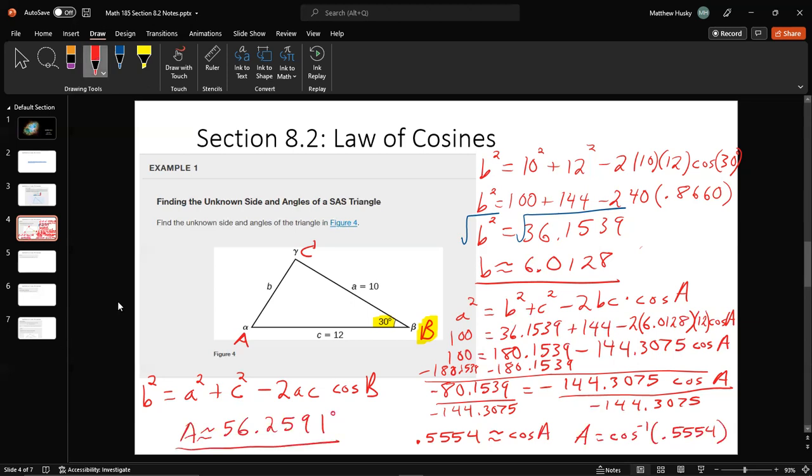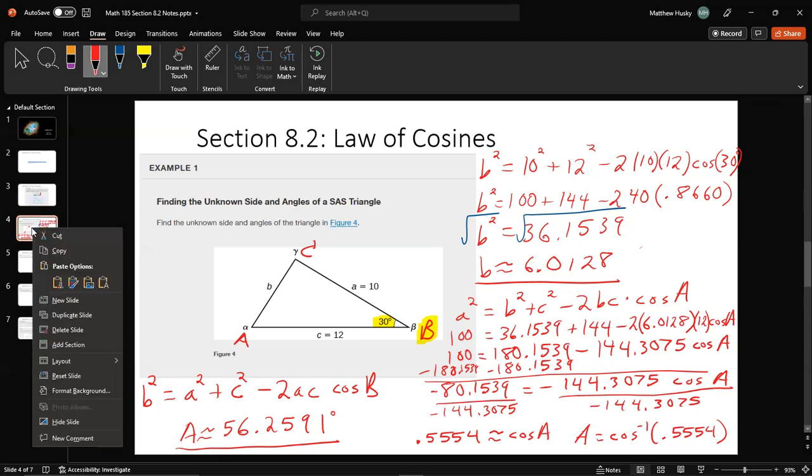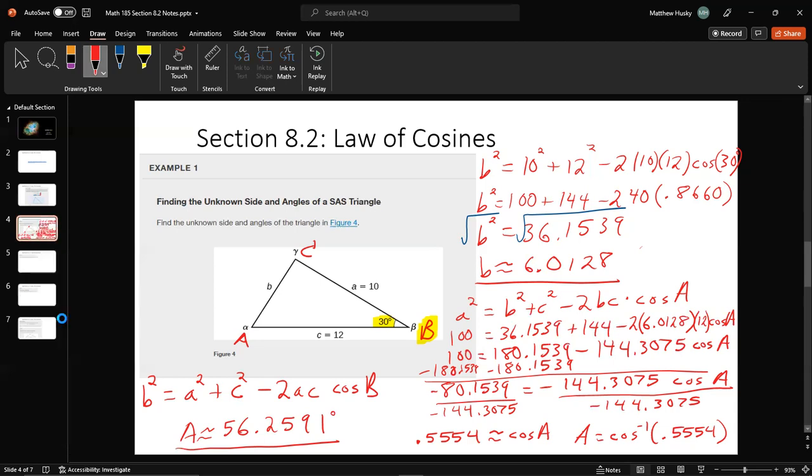And then we're not quite finished because we've got one angle left that we want to find. So let's make a copy of this and then erase some of this stuff here to get a little more room.